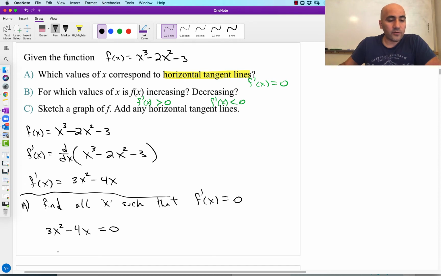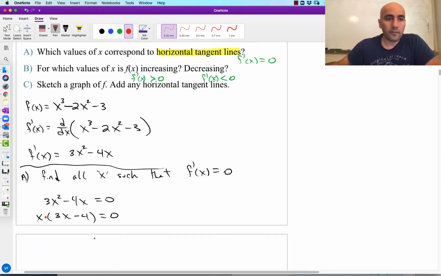This one should be easy. We factor out an x, and we get x times 3x minus 4 equals 0. So from the zero product property, we have two terms here. We have x times 3x minus 4 equals 0. So from the zero product property, we can conclude that either x is 0, or 3x minus 4 equals 0, which means that 3x equals 4, or that x equals 4/3.